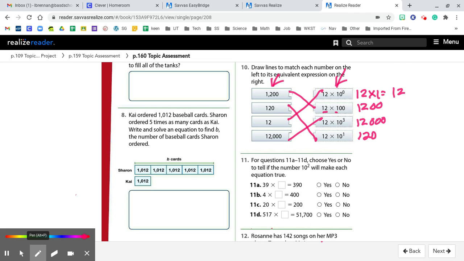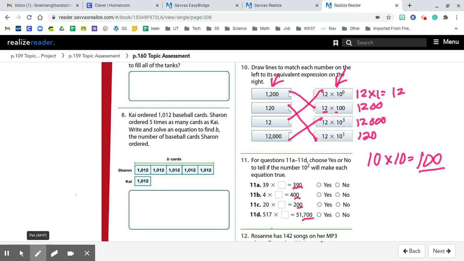And down the bottom here, for each question, choose yes or no to tell if the number 10 to the second power will make each equation true. And remember, if you forgot any of your exponents, you can just make them into a multiplication problem to remind yourself what the answer is. So 10 to the second power is 100. So let's see if we plug 100 in all of these empty little boxes, will we get the value that they have written here? Is the answer correct?